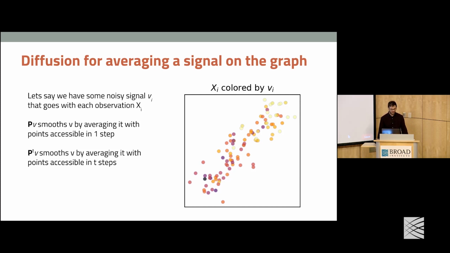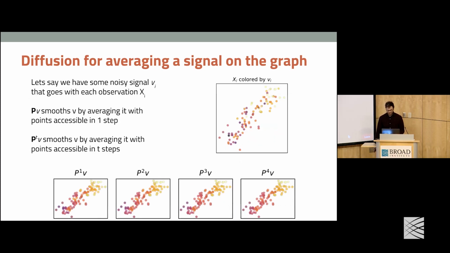So matrix multiplication of the transition matrix with V is going to smooth V by averaging it with points that are accessible in one step, weighted by the probabilities of those transitions. And multiplying P to the power T times V smooths it by averaging it with points that are accessible in T steps. So what happens with this data, you start off from the top, and it quickly smooths it, so you end up observing this signal that was noisy. It gets cleaned up, essentially.